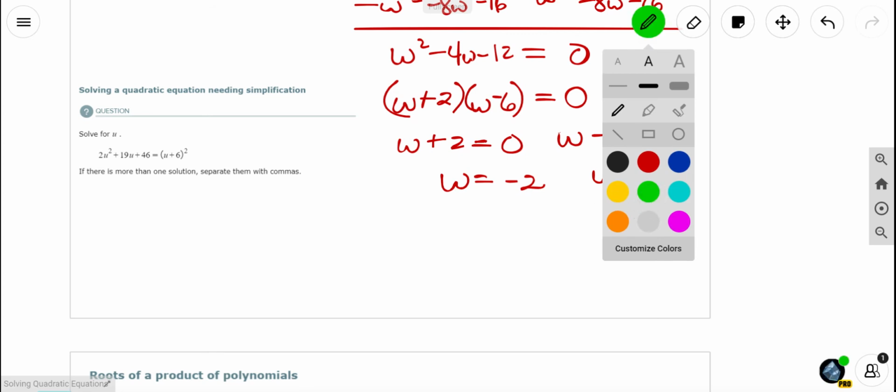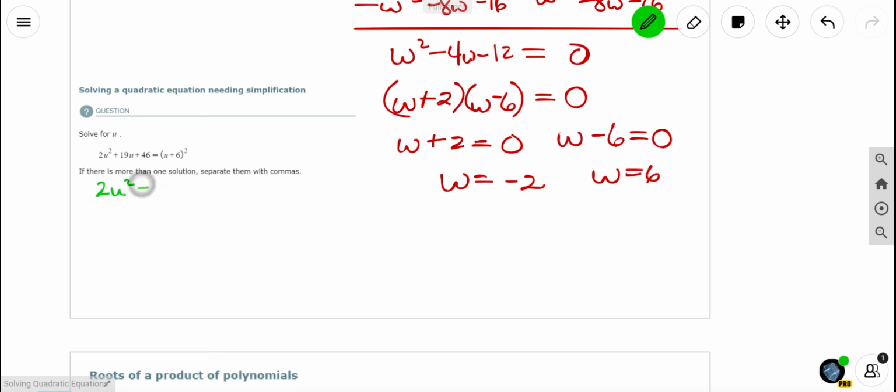Green. Okay, so we're going to go 2u squared plus 19u plus 46 equals. And you're going to go ahead and multiply this out, u plus 6 times u plus 6. And if you know how to use the shortcut method, it's u squared plus you multiply these two together times 2, and then the last number squared. All right, then you're going to set it equal to 0.